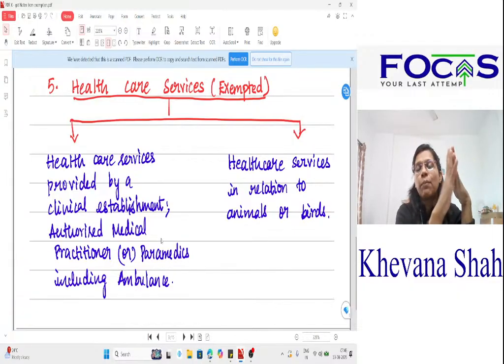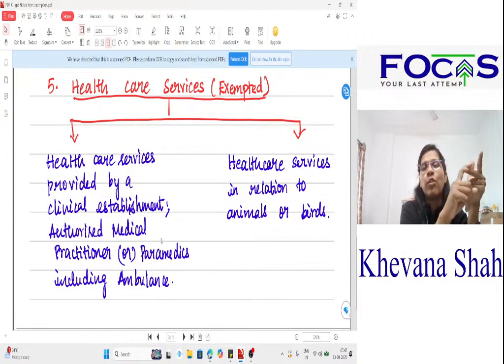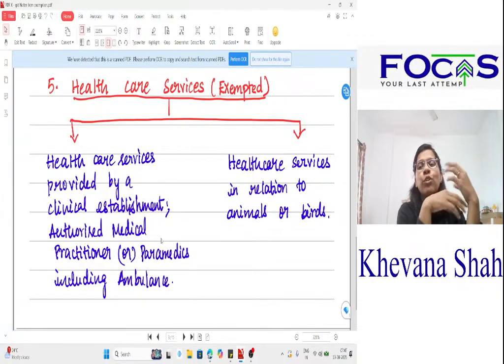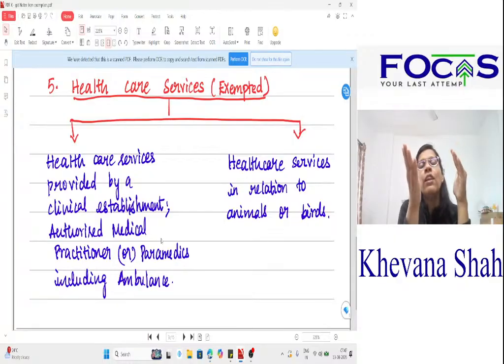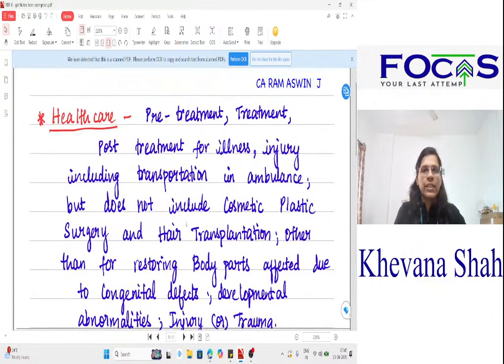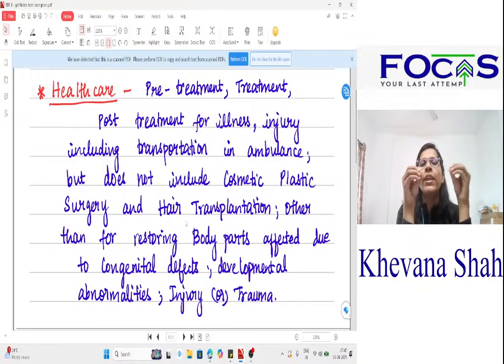So if you are a clinical establishment and you are providing healthcare services, or you are an authorized medical practitioner or paramedics including ambulance. So if you are an authorized medical practitioner, so if you are any doctor or if you are any paramedics, now paramedics will include your physiotherapy, dental, all those things. And also if you are providing any services including the service of ambulance, then all these services are exempted from GST. And also if you are providing any healthcare services in relation to animals or birds, then that is also exempted.